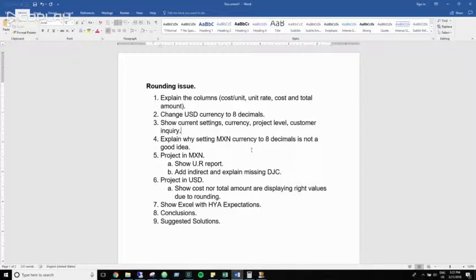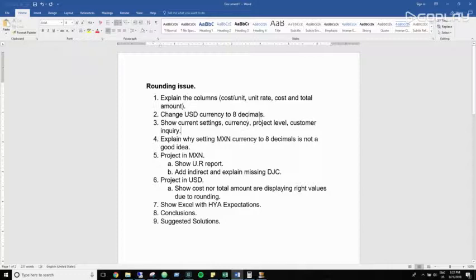And so I'm gonna start with explaining what I just wrote here. It's what I think will be the best step to take to explain the issue with MXN and USD. So first of all, I'm gonna explain the columns, these 4 columns, which are important for the rounding issue. Then I will change the USD currency to 8 decimals.